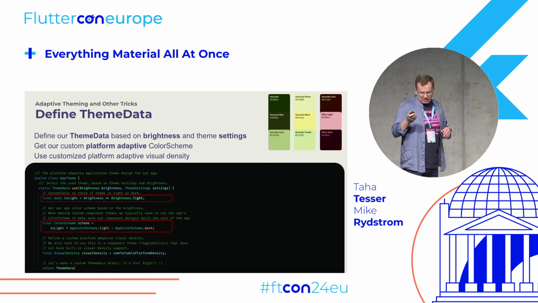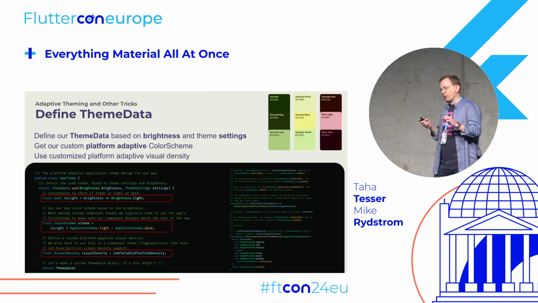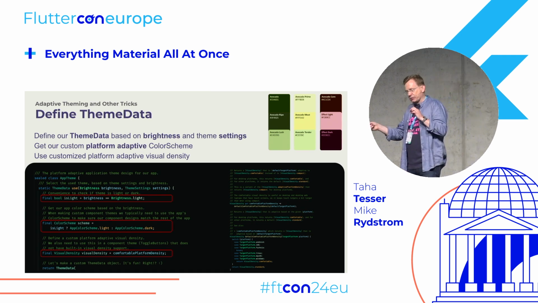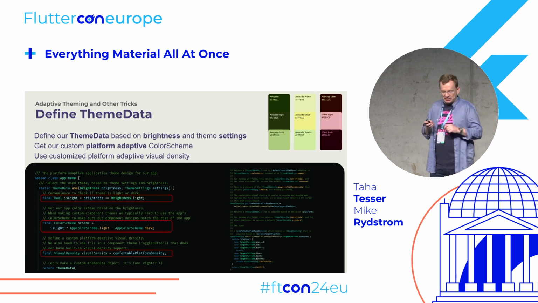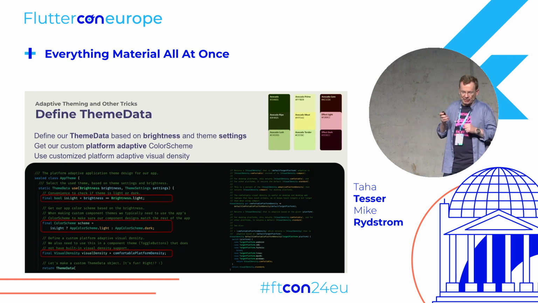Then I'm going to check the brightness, and we grab the scheme based on the brightness, and we are going to do a custom visual density. Instead of standard and compact on desktop, we are doing standard and comfortable. This is a small change that I often like to do because I think comfortable is nicer on desktop. If you have a desktop that is a laptop with a touch interface, then that makes it a little bit bigger.